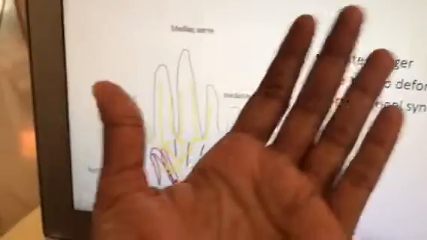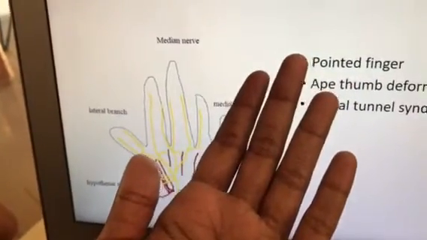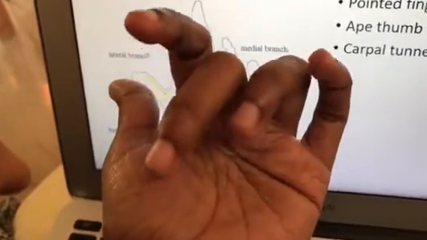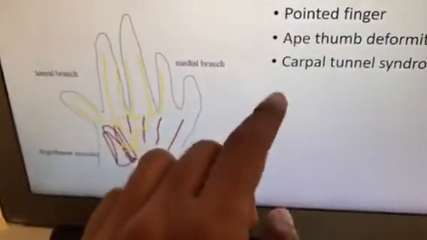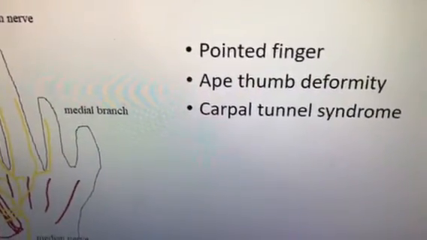The thumb will be put by the side of the palm, and the second thing is your thenar muscles will be paralyzed. This is called the thenar muscle. So this will lead to ape thumb deformity. The thumb will be looking like the thumb of an ape.